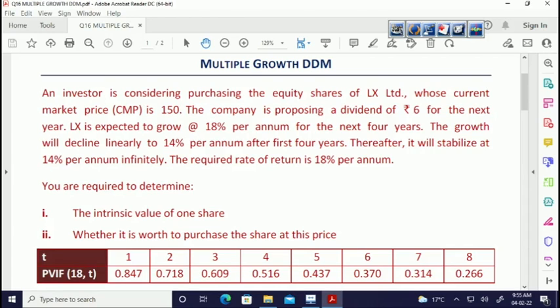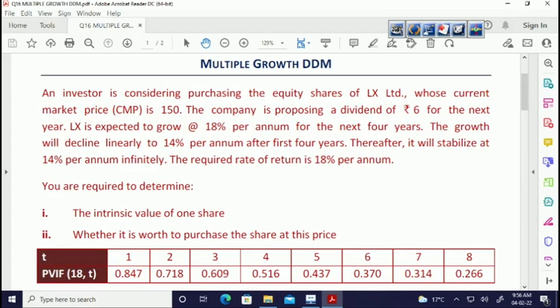An investor is considering purchasing the equity shares of LX Limited, whose current market price is 150. Company is proposing a dividend of 6 for the next year. So 6 is clearly D1. LX is expected to grow at 18% per annum for the next 4 years. So here interpretation becomes confusing. Next 4 years means what? 6 is already given for the next year. So is it 4 years after the first year?